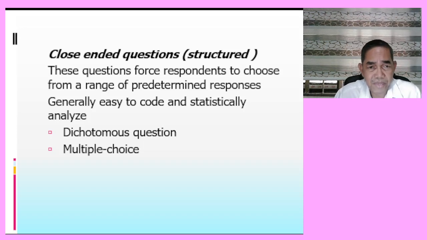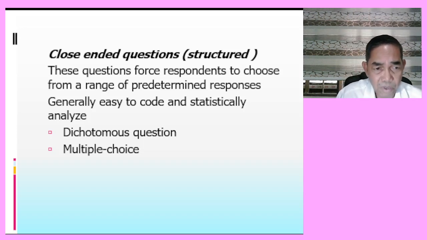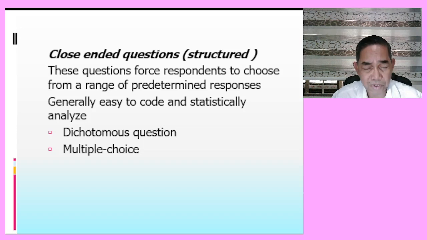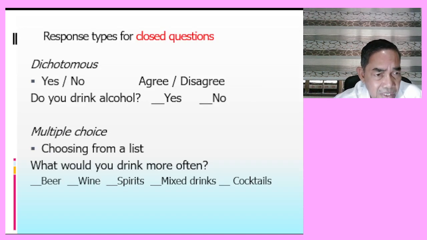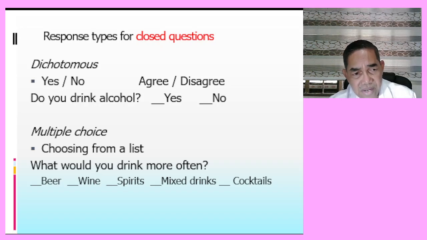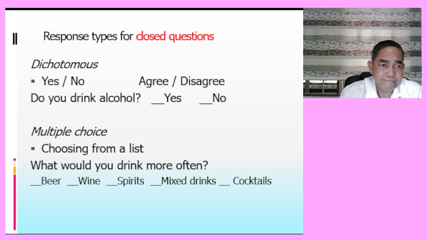Now, during this pandemic, we use the Google form. In questions, we can phrase the questions in such a way that they are close-ended in the form of a dichotomous question or a multiple choice, where people will just choose from the responses that you have provided. So examples of dichotomous questions: do you drink? Yes or no? Or do you agree, disagree? Okay, and then multiple choice: choose from a list. What would you drink more often?